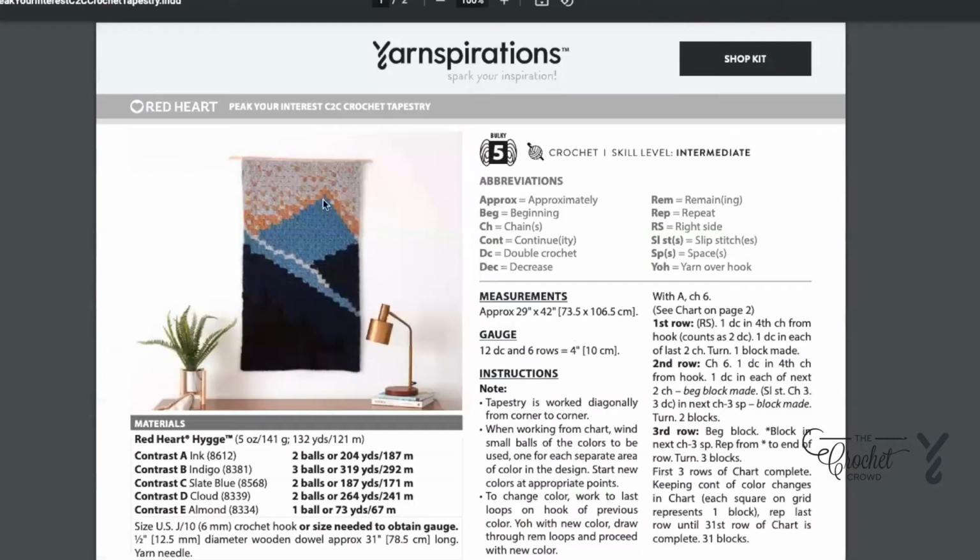Let's take a look at the pattern itself, and you can see that this is what it looks like, and you can see the different balls. So it's using Red Heart Hygge yarn. You can substitute this out if you would like to. Hygge was more of a thicker yarn, so you just have to keep that in mind for sizing, and the gauge is obviously there.